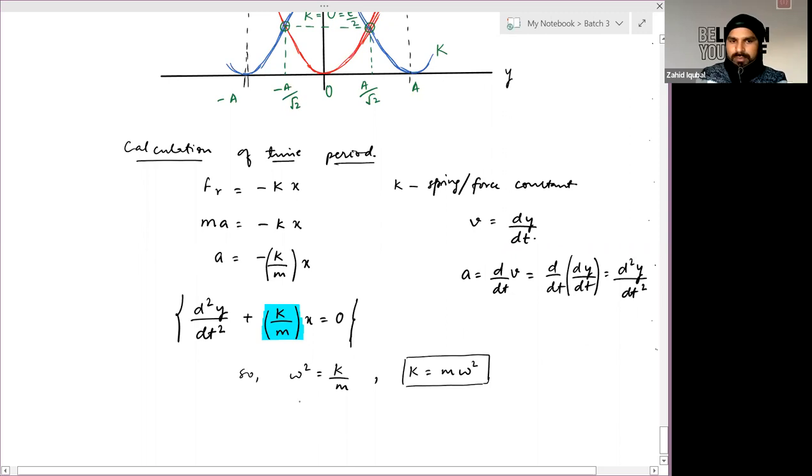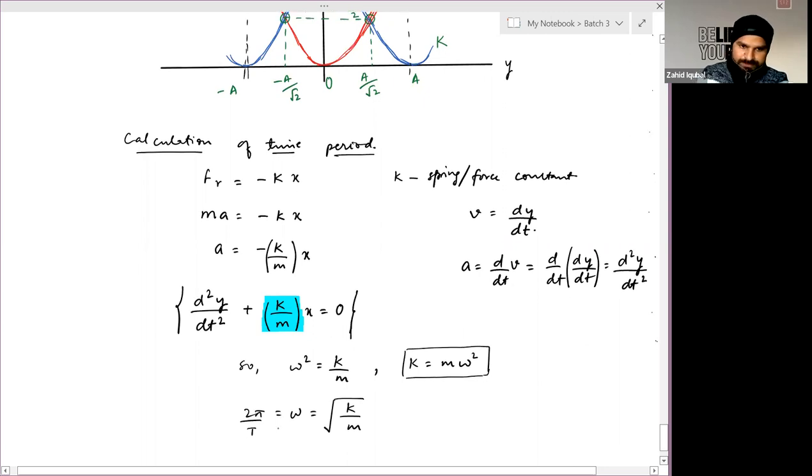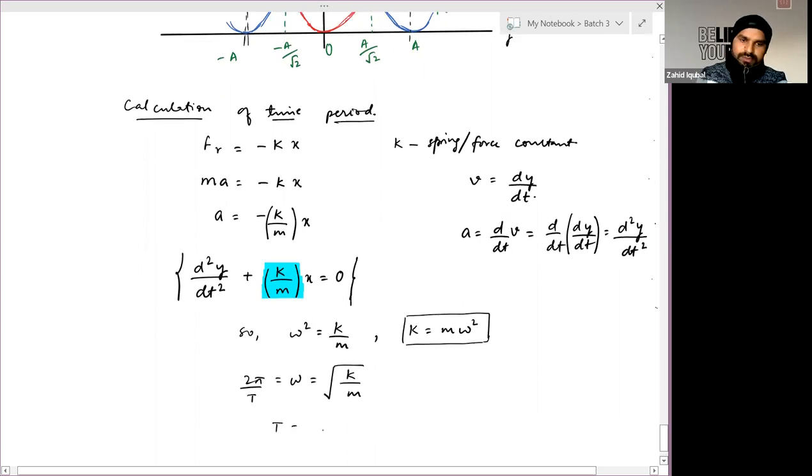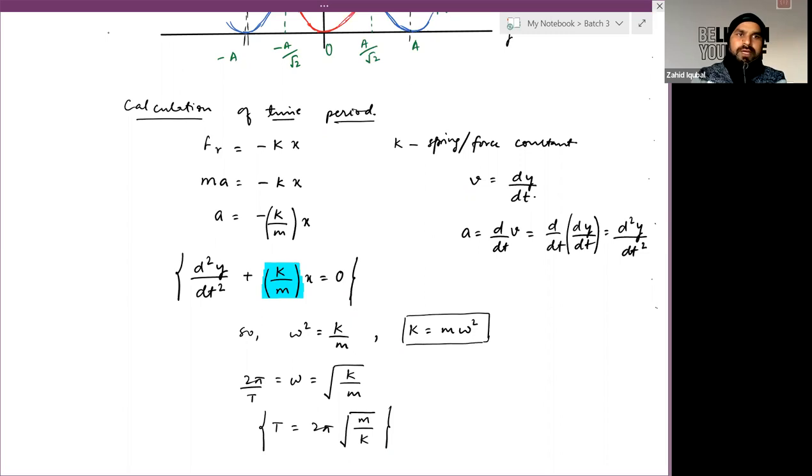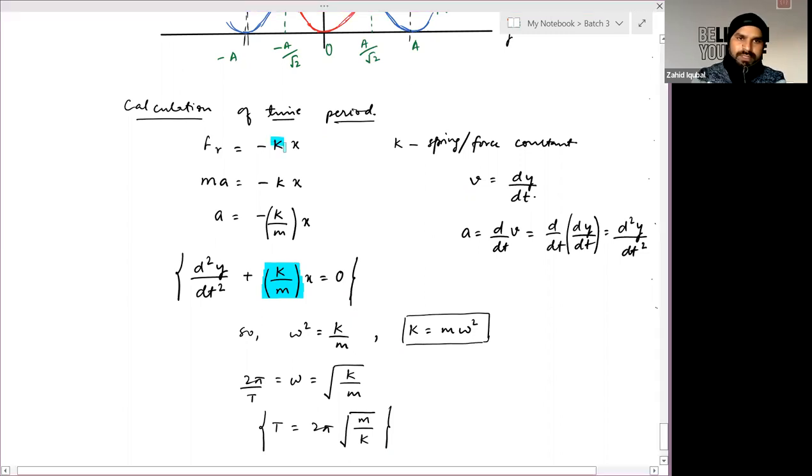Further, we have to calculate the time period. So move this square to the right side, and you'll get omega equals root under k by m. Omega is nothing but 2 pi over T. So we can write time period equals 2 pi root under m by k. This will be our final expression for the time period if we have force equals minus kx.